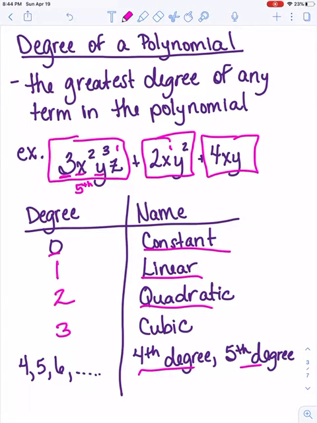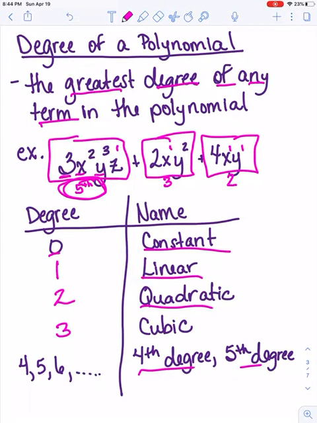So this, as of right now, is a 5th degree. But we've got to look at each term. This one has a 1, this one has a 2, so this is 3rd, and 1, so this is 2nd. And then we use the greatest degree of any term to name that polynomial. So this is the greatest degree, 5th degree, so we call it a 5th degree. And look at how many terms there are. There's 1, 2, 3 terms.